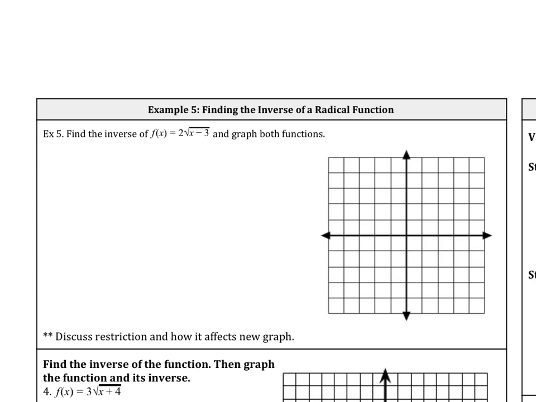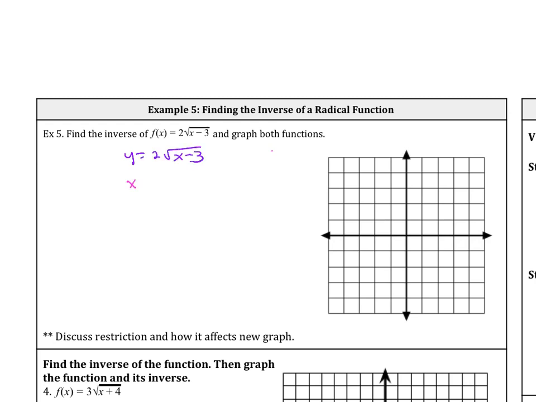Now let's look at example 5, finding the inverse of a radical function. Find the inverse of f of x equals 2 square root of x minus 3, and then we're going to graph both functions. So we have f of x equals positive 2 times the square root of x minus 3. What we want to do first is change f of x to y. So we get y equals 2 square root of x minus 3.